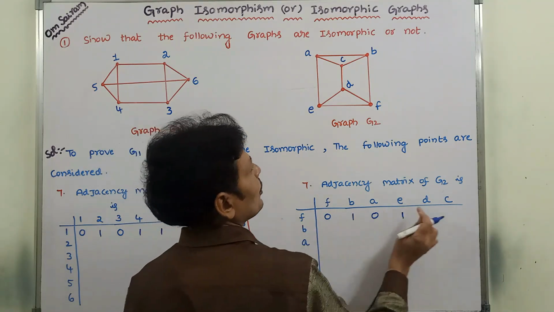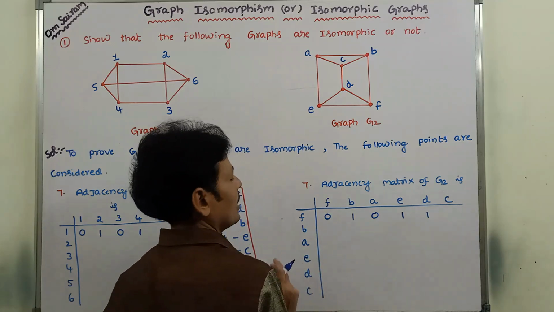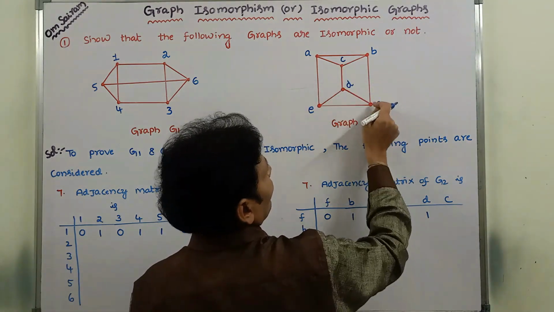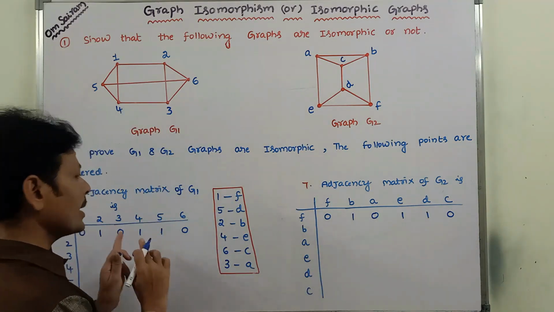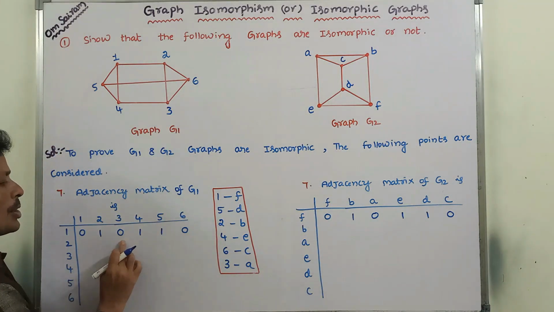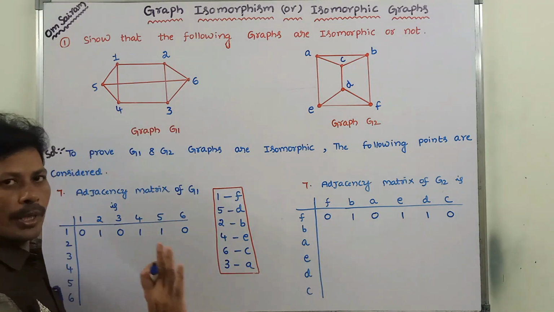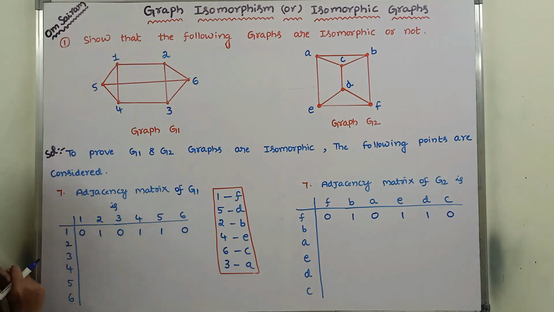Next one, F to D, there is an edge between F to D, so its value is 1. F to C, there is no edge between F and C, so its value is 0. Comparing the first row, 0, 1, 0, 1, 1, 0, 0, 1, 0, 1, 1, 0. First row is same. Next, we can go for second row in G1.